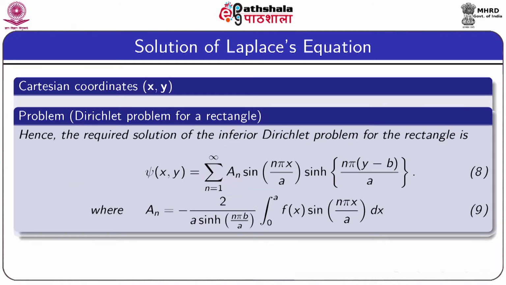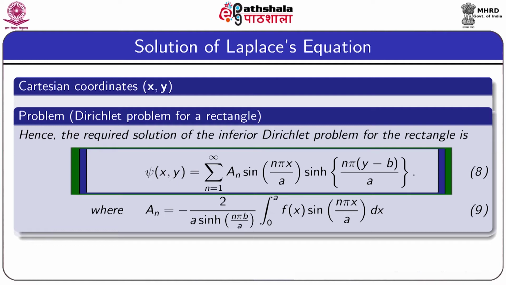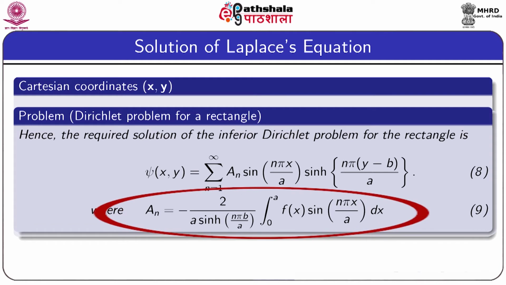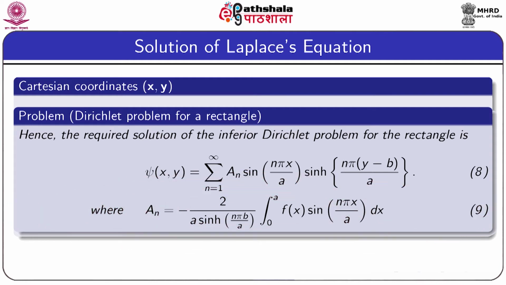Thus, the required solution of the interior Dirichlet problem for the rectangle boundaries becomes psi equals sum over n of A_n sin(n pi x by a) sinh(n pi (y minus b) by a), where A_n equals minus 2 divided by a sinh(n pi b by a), times the integration from 0 to a of f(x) sin(n pi x by a) dx.